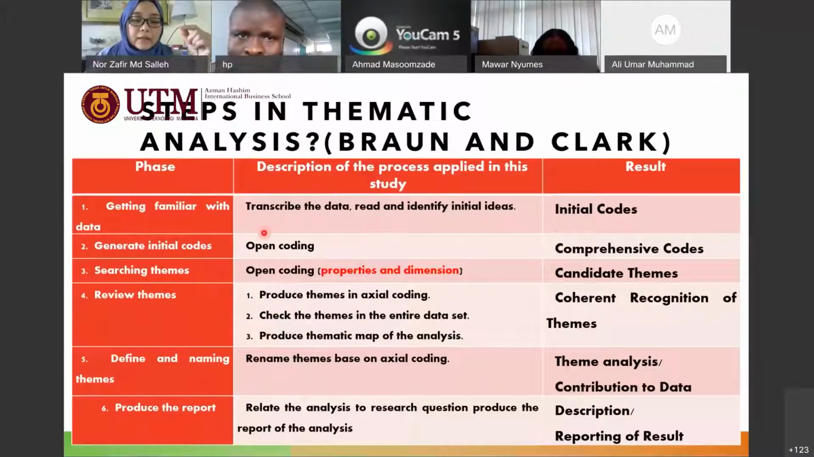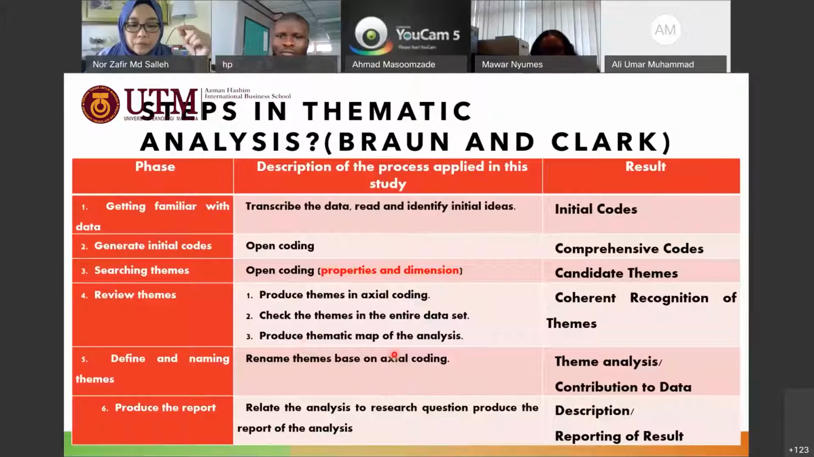Okay, and then we do open coding. When we do open coding, we identify the properties and the dimensions. Okay, if you don't know that, I will explain that in a while. And from there, you can produce the themes in axial coding. I check the themes in the entire data set and produce the thematic map of the analysis.